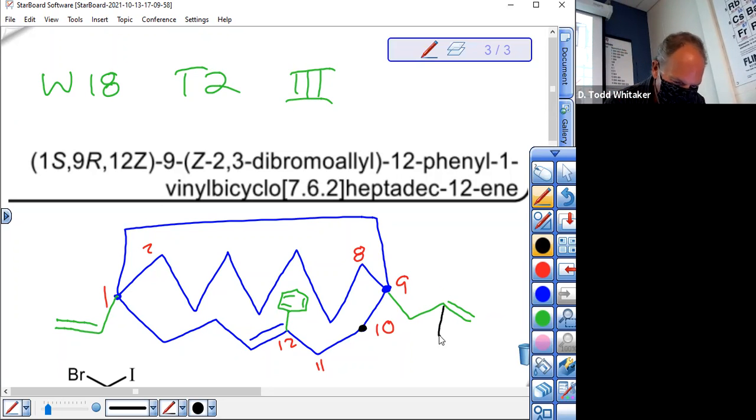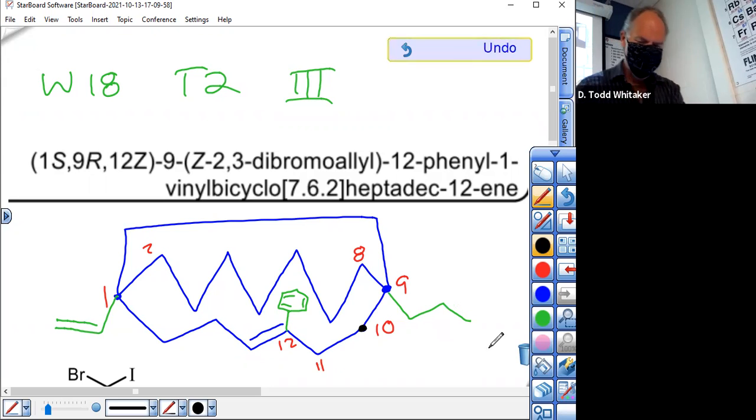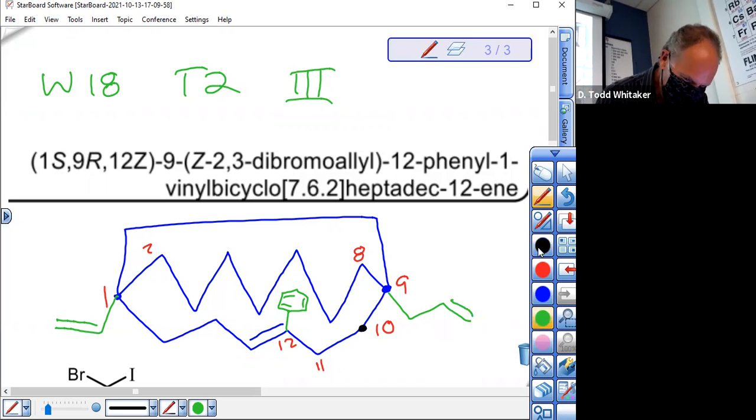It looks a little funky, but that is perfect. Yeah. Oh, went too far. I'll go back to the prettier one. There we go. And then we have vinyl, we have phenyl, we have the dibromo allele.